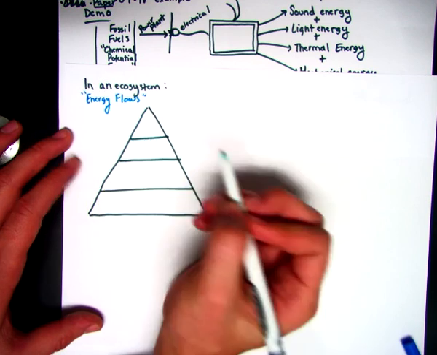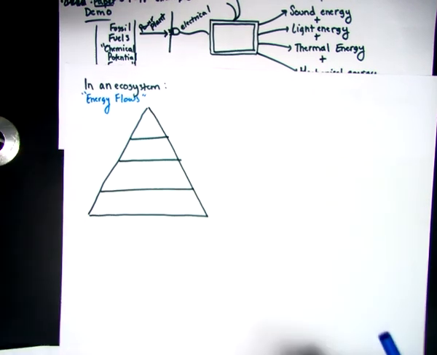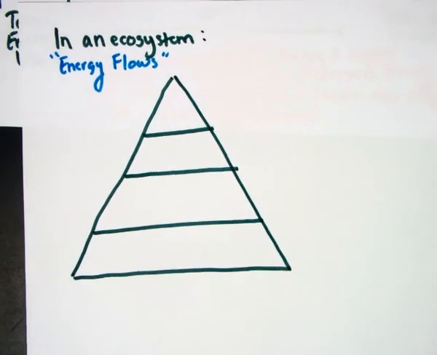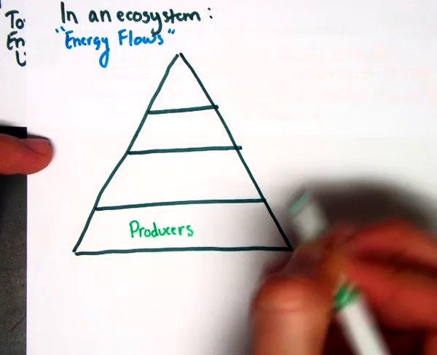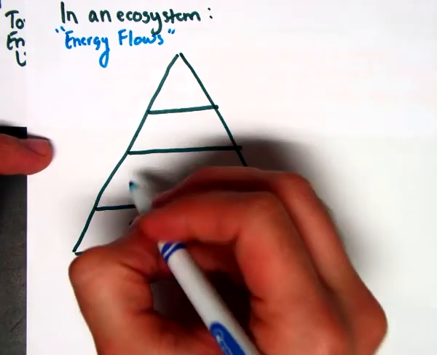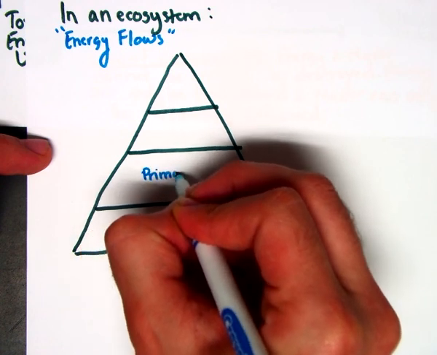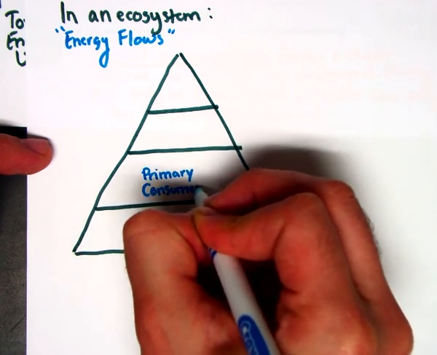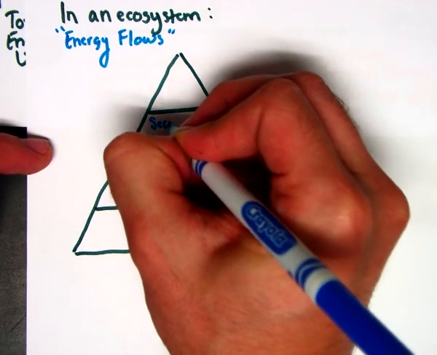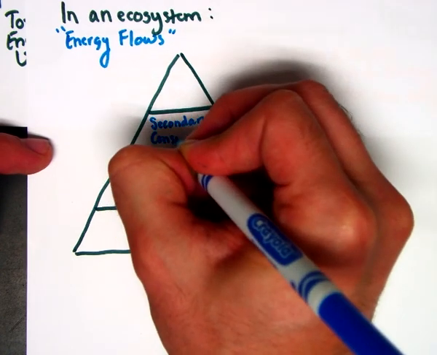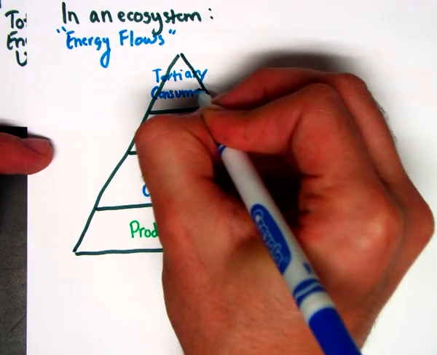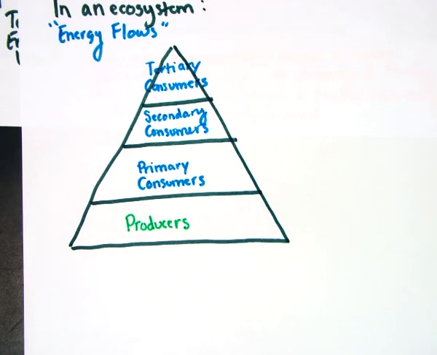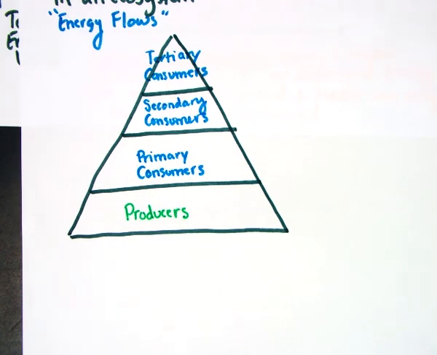We use a pyramid. So this pyramid has a couple different levels. At the very bottom, we have producers. The next level, we have primary consumers. And then we've got secondary consumers, and tertiary consumers. So what this pyramid is representing is how energy is actually flowing through an ecosystem.